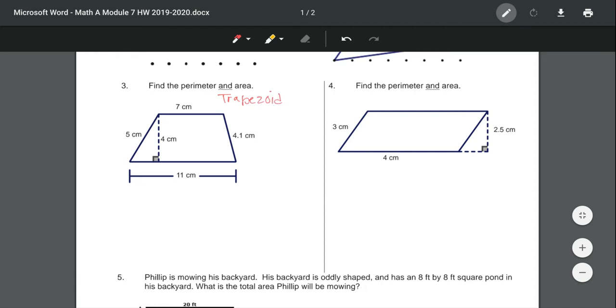And then the formula for the area of a trapezoid is 1/2 times the height times the sum of the two bases, base 1 plus base 2. Or you could also use the height times base 1 plus base 2, divided by 2.